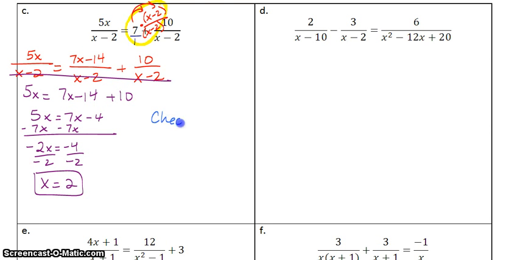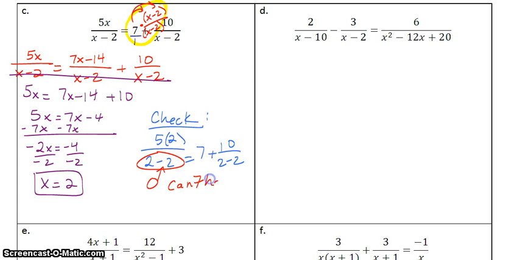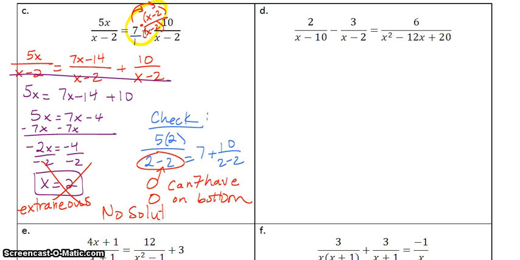Last but not least, check our solution. And it just so happens that this time, when I throw a 2 in here, I'm going to get a 0 on bottom. Can't have a 0 on bottom. So that is considered an extraneous solution, and if you are checking the answer key in the back of the book, they wouldn't say that. They'll just say no solution for the answer for that problem.